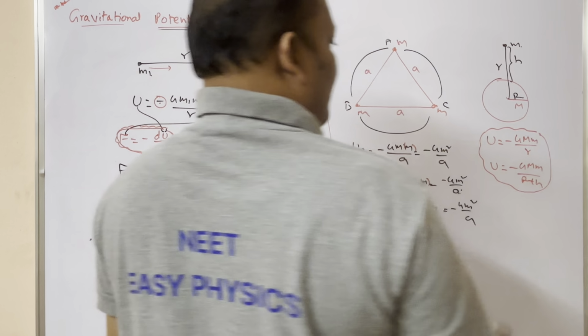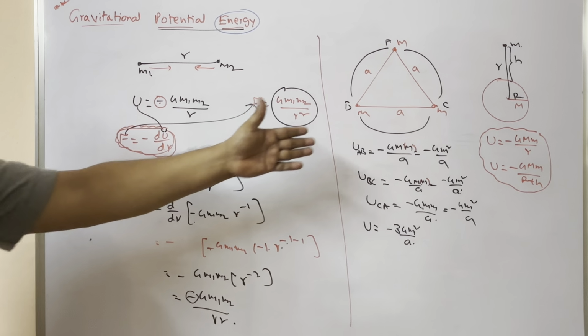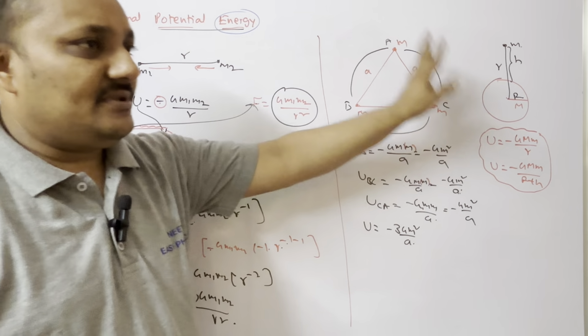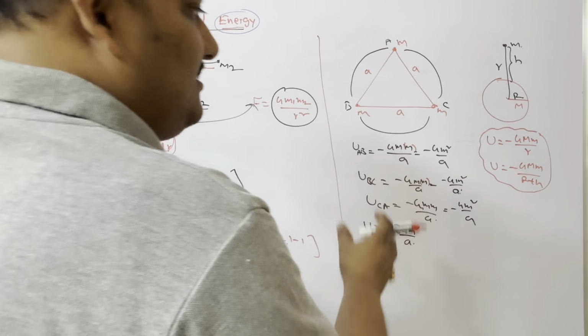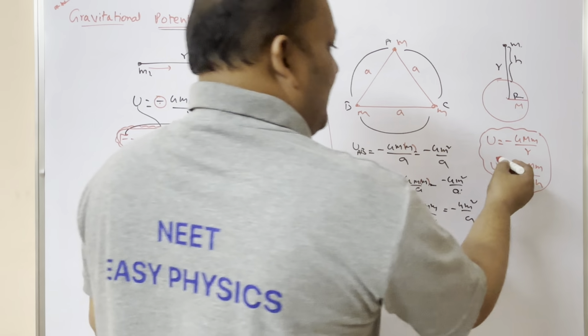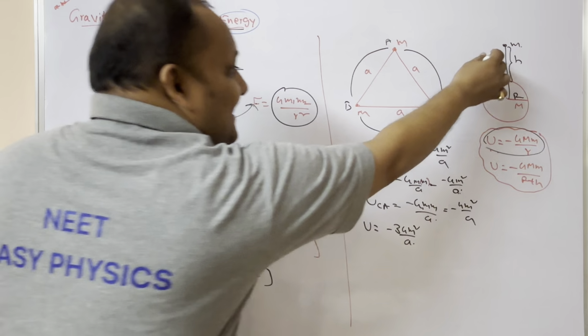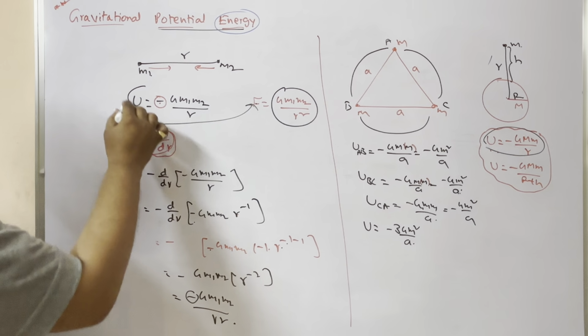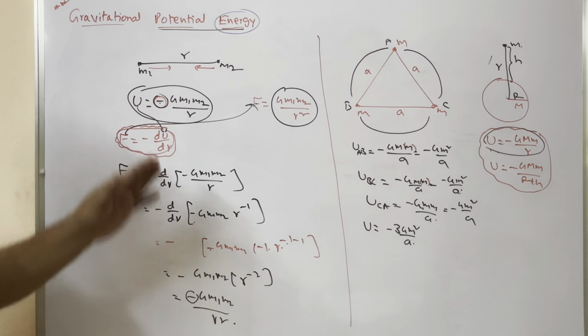Very, very important formula. In the final exam also, two years back, many times they have asked questions on this gravitational potential energy equation. So in this class, the main formula we have discussed is this one only. You should remember this formula like this, and this formula like this, minus G m1 m2 by r square. You should not forget the minus. Okay.